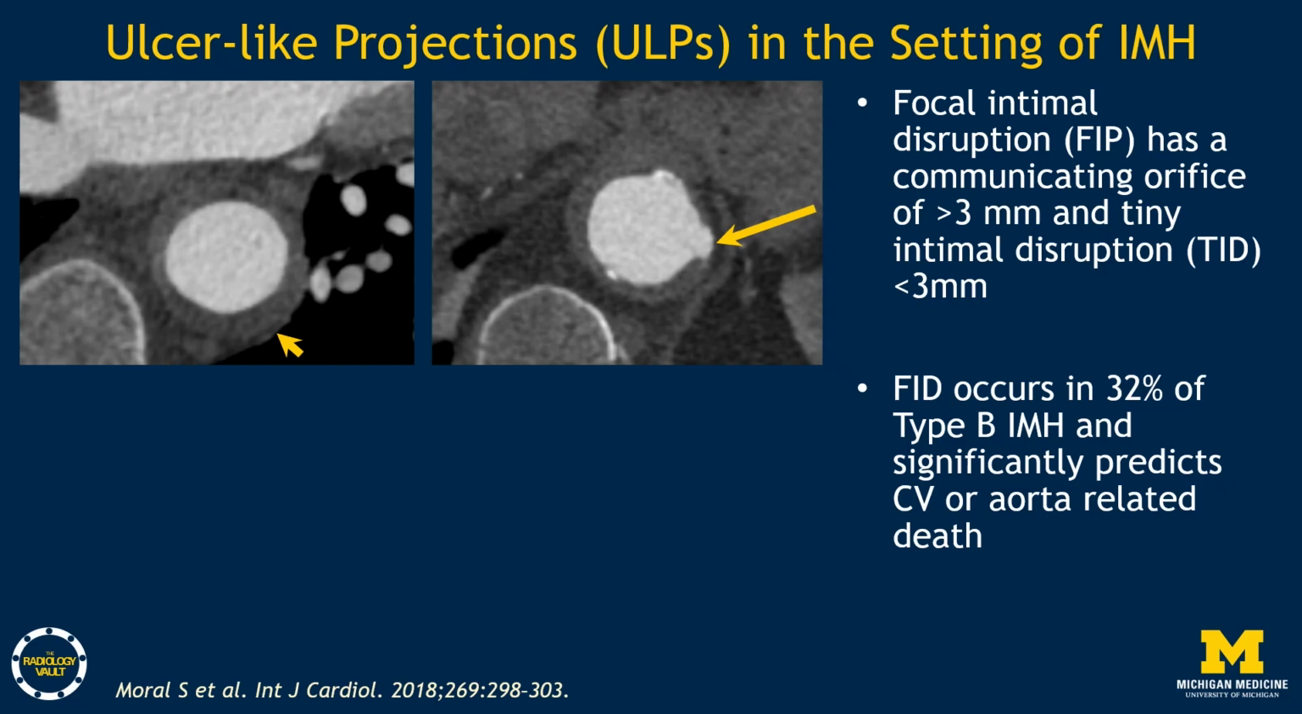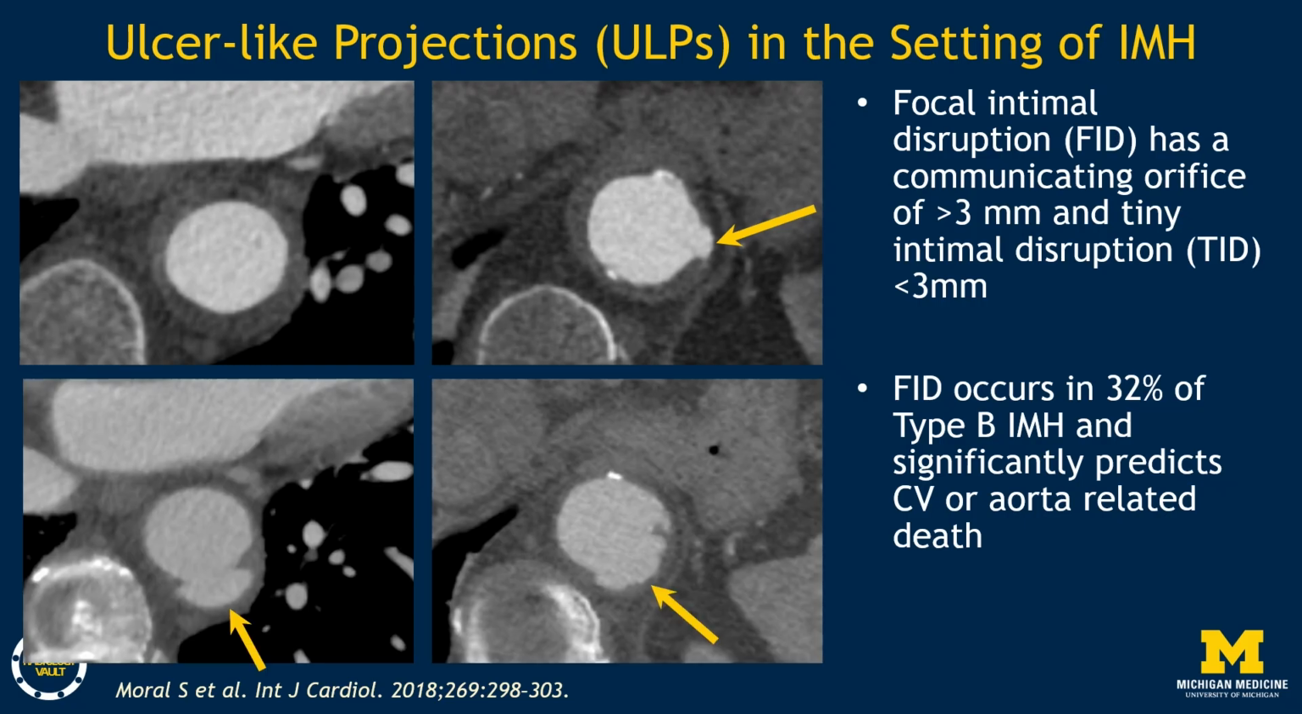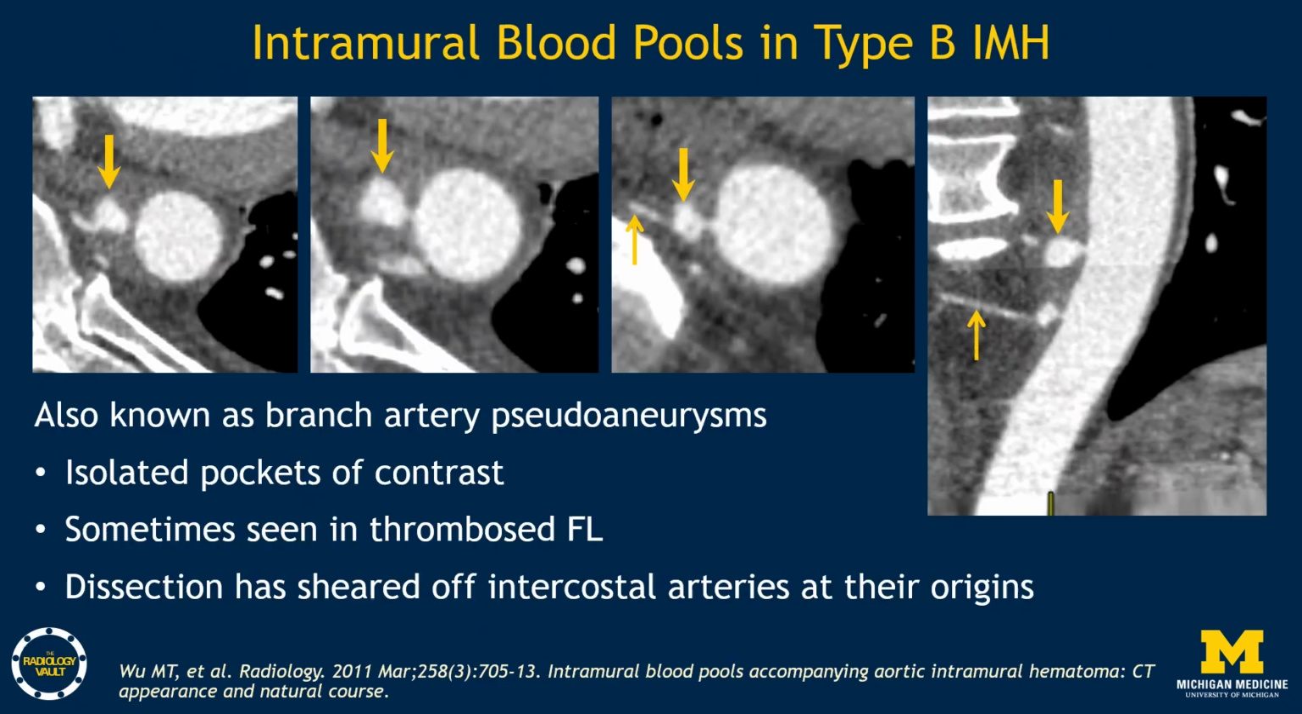These focal intimal disruptions occur in about 32% of type B intramural hematomas, and they significantly predict cardiovascular or aorta-related death. 3 months later, on a follow-up CT in this patient, we see a large ulcer-like projection at about the 5 to 6 o'clock position at the same level as the left atrium, as we see on this initial image, and another large ulcer-like projection at the level of the diaphragm that wasn't present before. And this patient underwent endovascular repair.